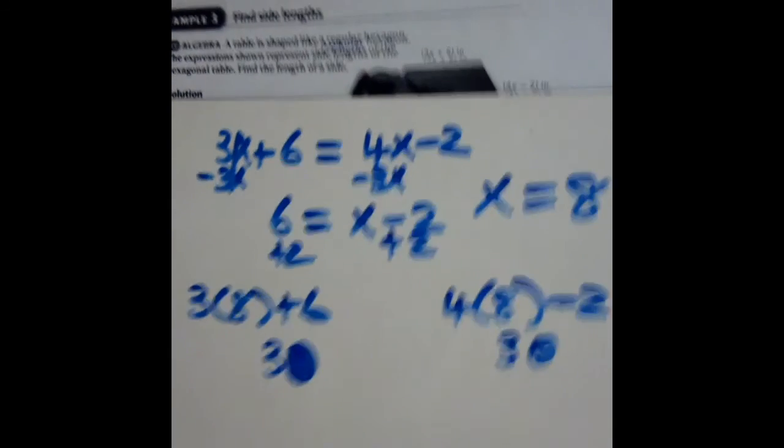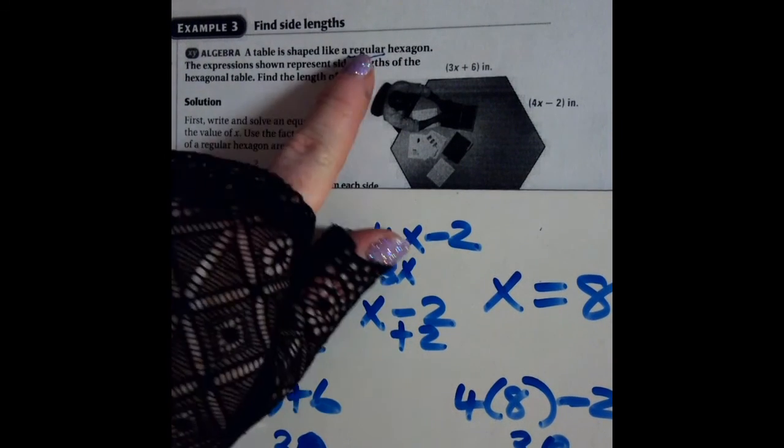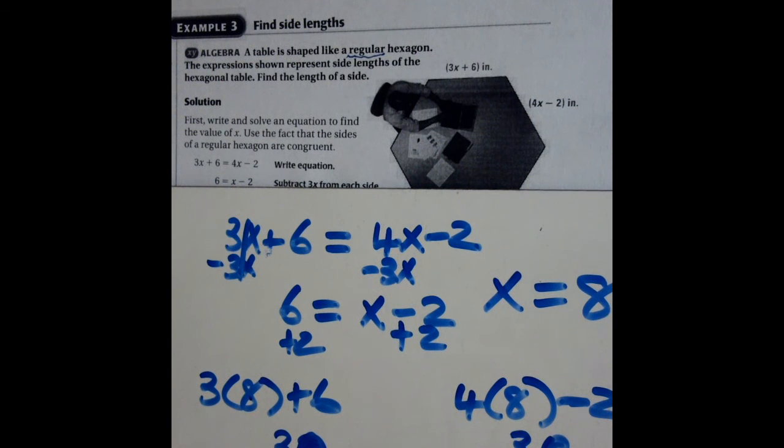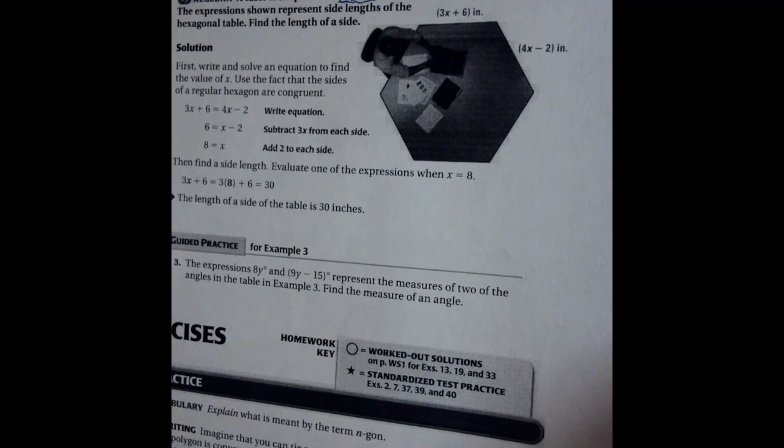So that's how you would find the lengths of a side. Remember, as you're reading, underline. The word regular is really important. That tells you all the lengths are the same, so you can set them equal. That's what you're going to be doing a lot of. And we are done with 1.6. It was fairly short and easy.